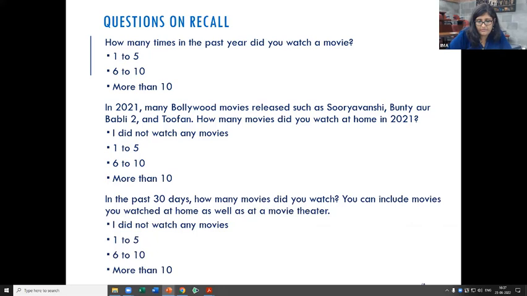Maybe you don't need information for 1 year. Maybe the last 30 days is fine. So in the past 30 days, how many movies did you watch? You can include movies you watched at home as well as at a movie theater, now that theaters have opened up. The third question is a more specific question that you could ask.